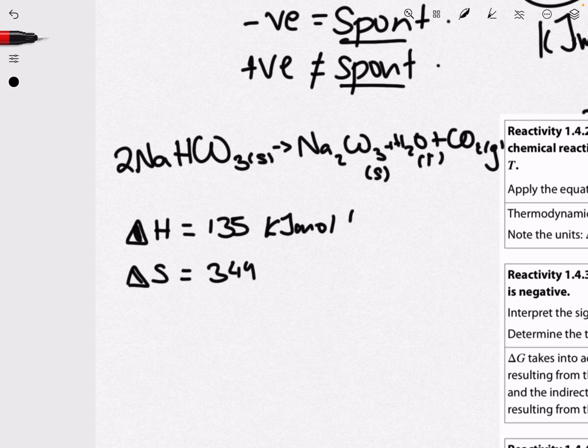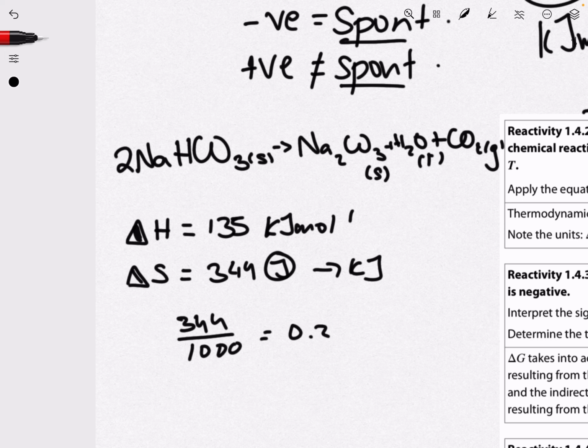So our first step, as we remember, this is not the correct unit. We are in joules. We need to convert to kilojoules. How do you do that? You divide the value by 1,000. So 344 divided by 1,000 will give you 0.344 kilojoules per Kelvin per mole.